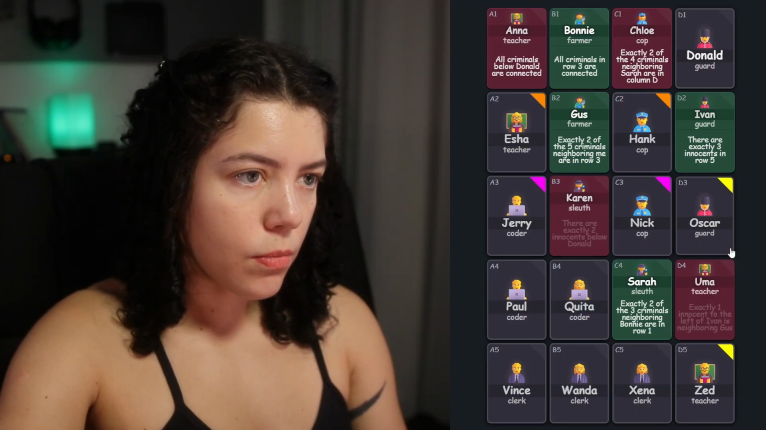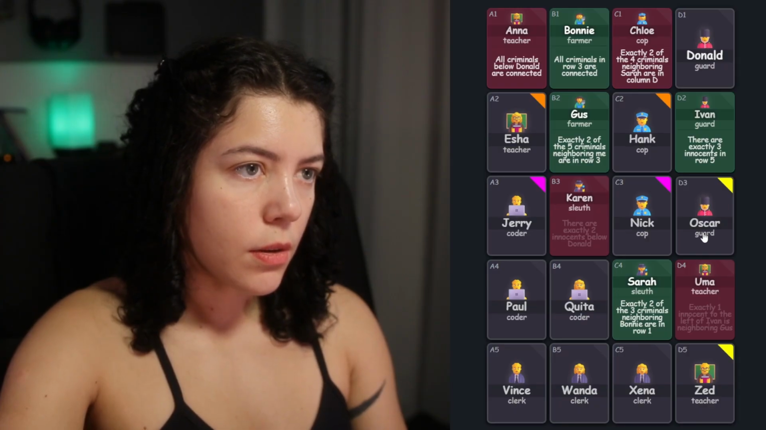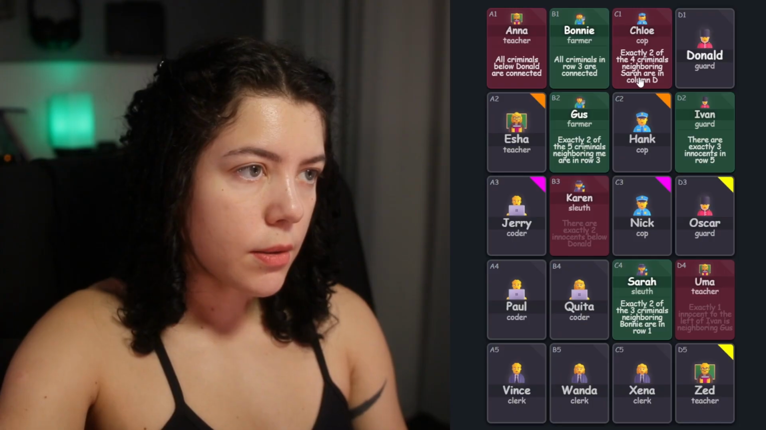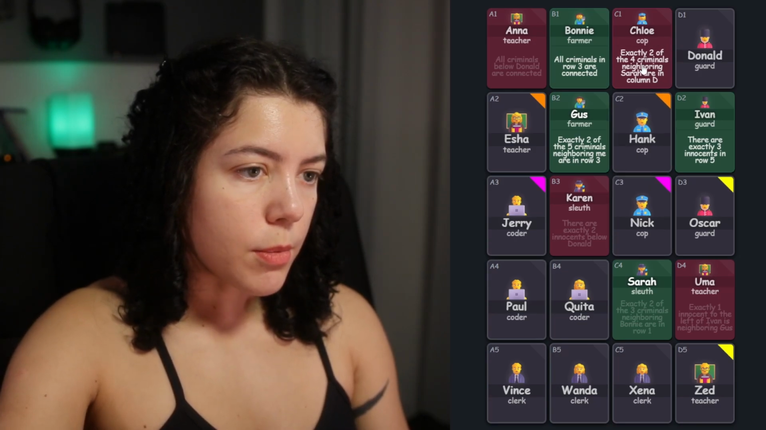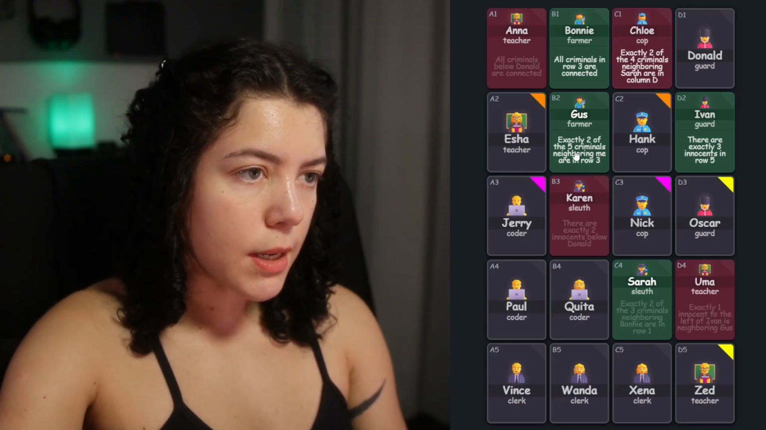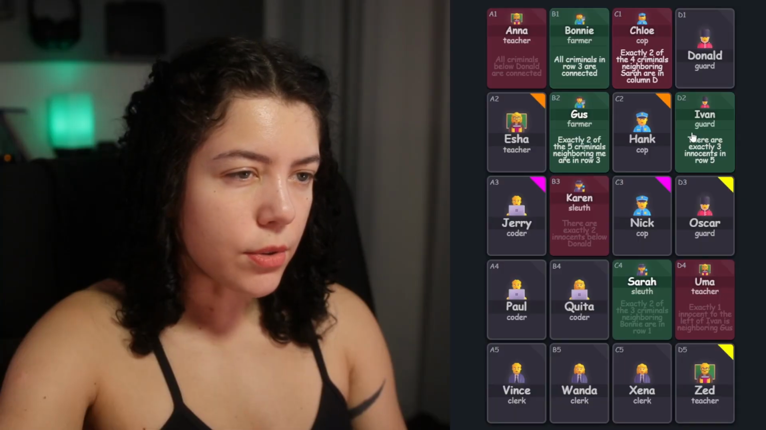So where else do we look? There's 4 criminals neighboring Sarah. We know that. We don't need Anna's clue anymore. So Sarah says that 3 criminals neighboring Bonnie. We know the third one's gonna be here. We don't need that anymore. 4 criminals neighboring Sarah. 2 of the 5 criminals neighboring Gus are in row 3. There's 3 instances in row 5. It looks like what I need to do next is this.